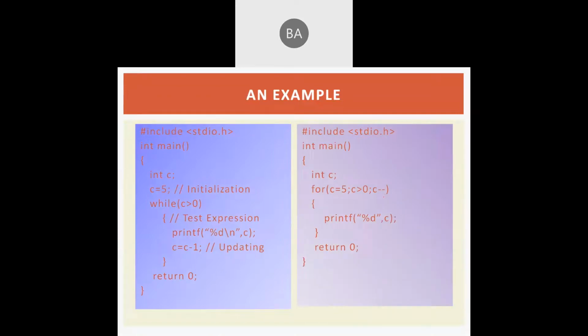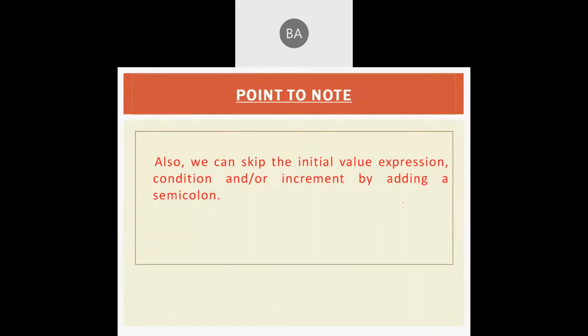Now if you take an example here, the same program I wrote using the while loop, we have written here using the for loop. So for c equal to 5, that is the initialization. c greater than 0, this is the condition, and this is c minus minus, which we are calling the incrementation or decrementation statement.